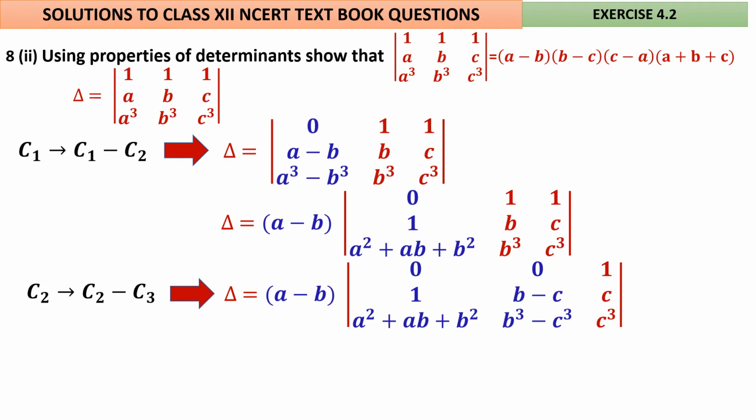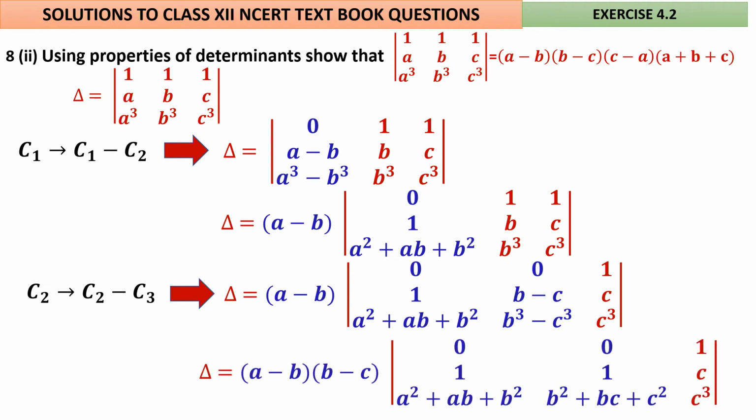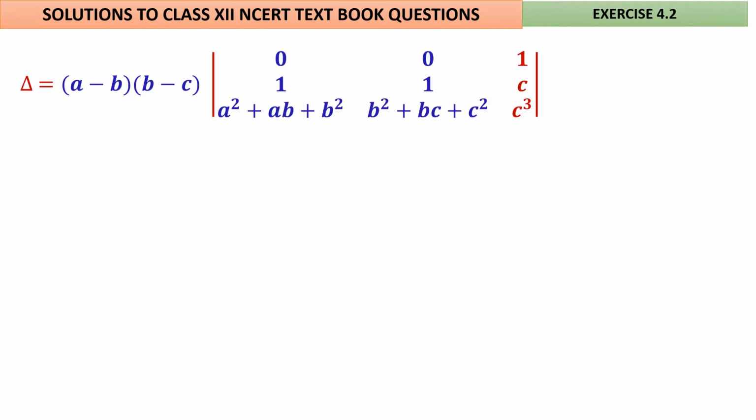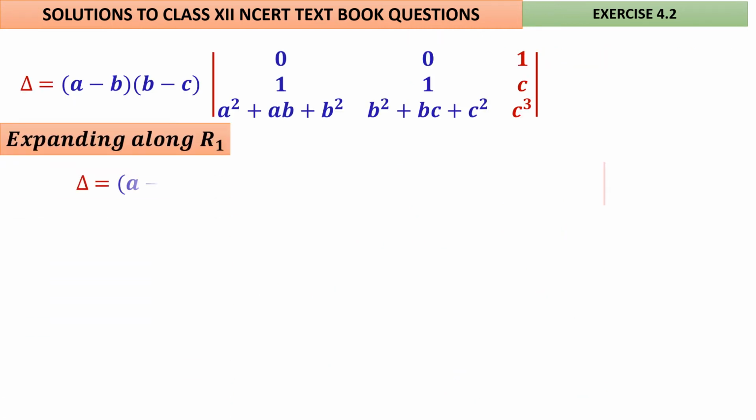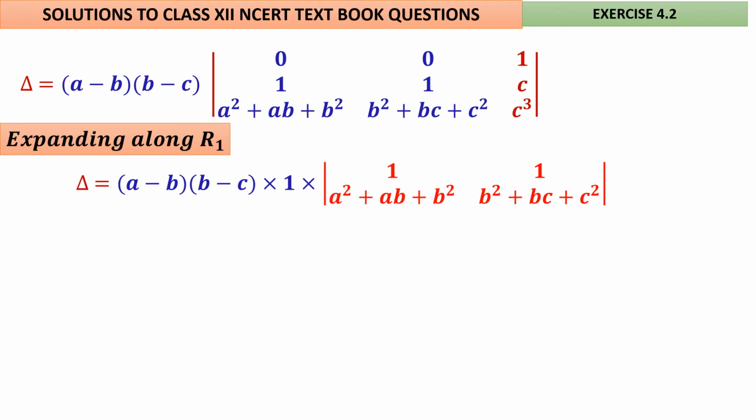What is b cube minus c cube? It is b minus c into b square plus bc plus c square. Therefore, you are getting a minus b into b minus c into that determinant. Okay, in the determinant, you are seeing that there are two zeros in the first row. Therefore, you can expand it with respect to the first row. Remember, 0 into something no need to write, 0 into something no need to write, plus 1. Because the position of the third element 1 is first row, third column, a13, therefore positive.